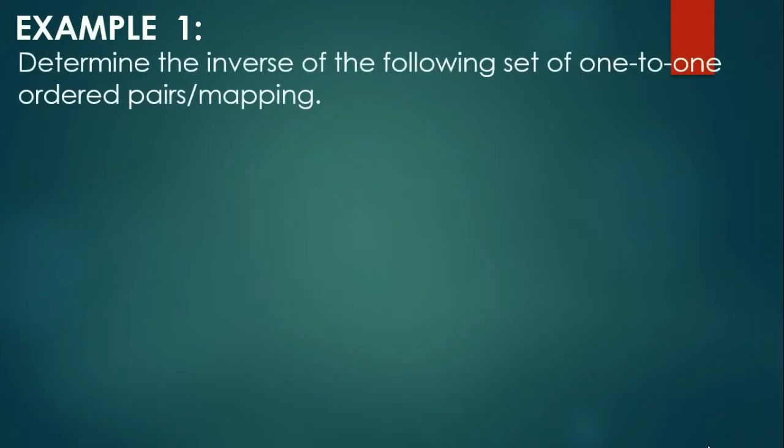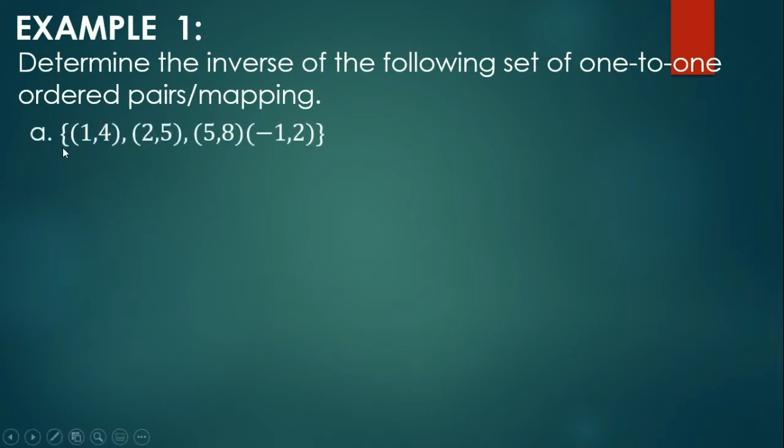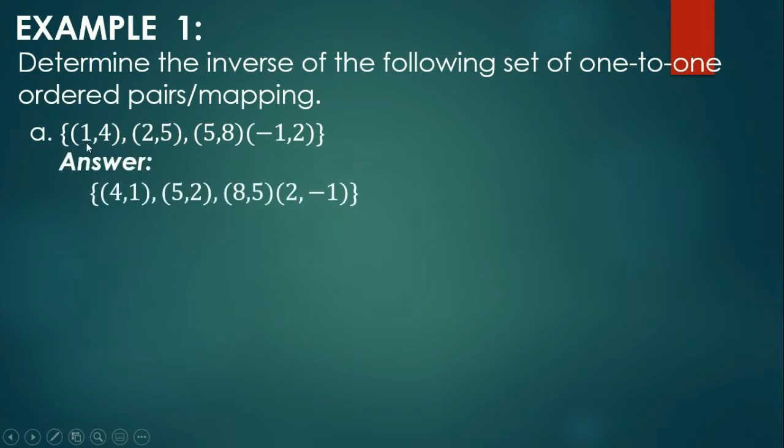So example number 1, we determine the inverse of the following set of 1-to-1 ordered pairs or mapping diagram. So, example A. So, ano yung inverse niya? So, definitely, we just interchange the x and y values. So, kung ito yung 1-to-1 function, ang inverse niya ay, so, yung lahat ng x dito, gagawin nating y, lahat ng y gagawin x. So, from 1, 4 naging 4, 1.